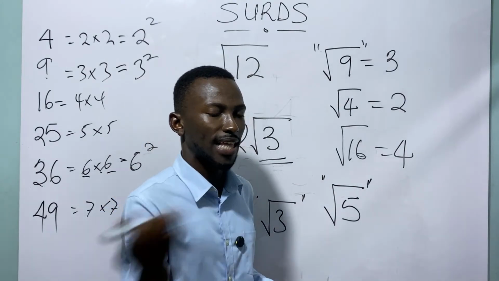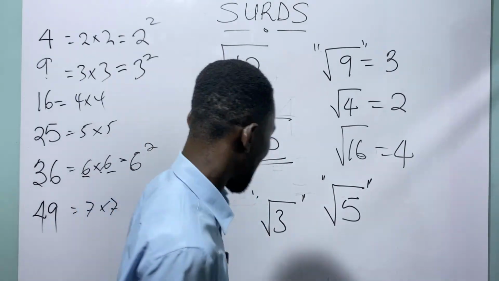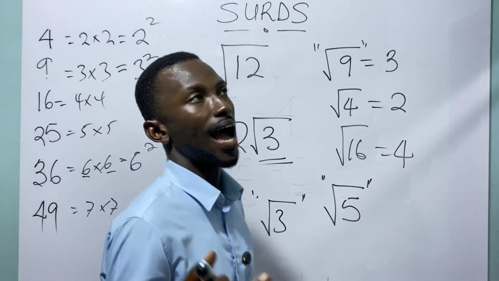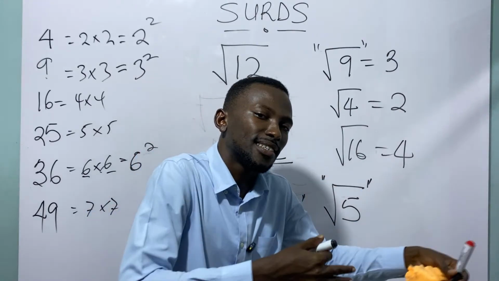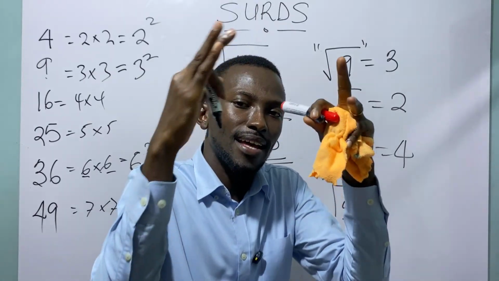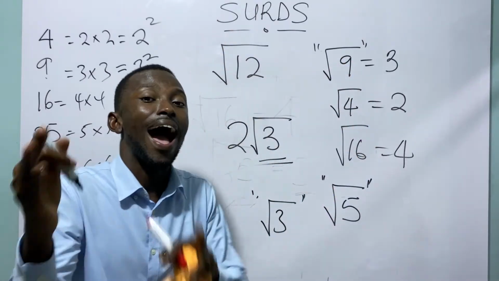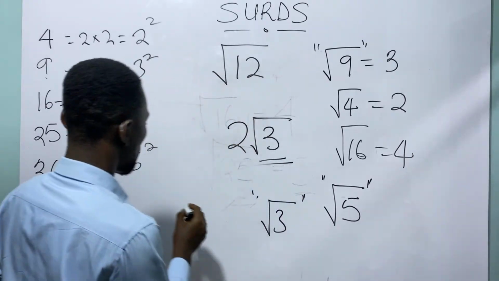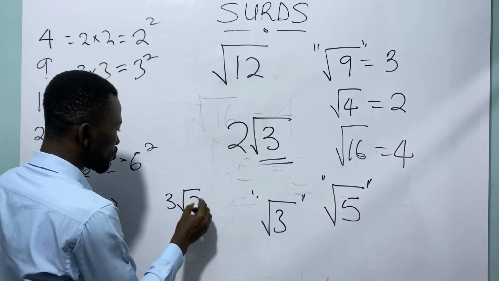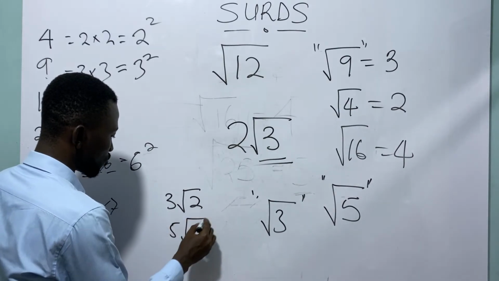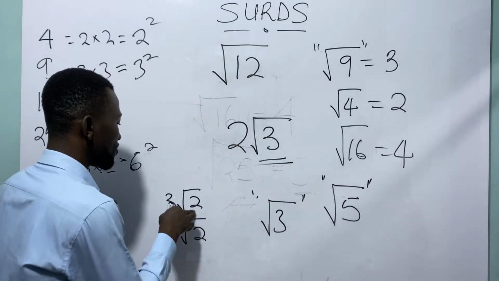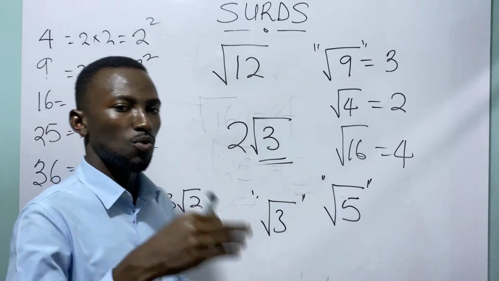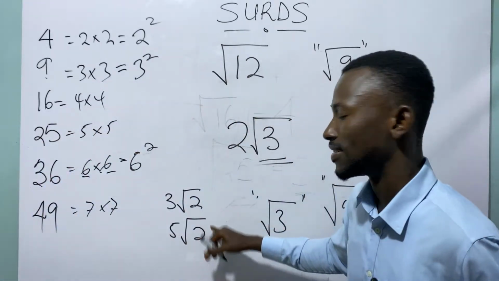Then also look at types of surd, simple surds like this one. Then we looked at unlike surds. For unlike surds, the numbers under the square root sign are different. And similar surds, for example, we can have 3 root 2 and 5 root 2. They are similar surds because the numbers under the square root sign are the same.